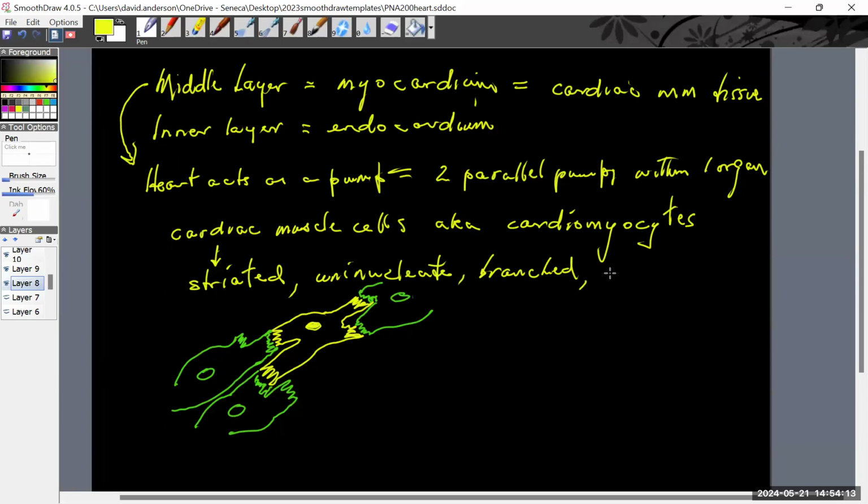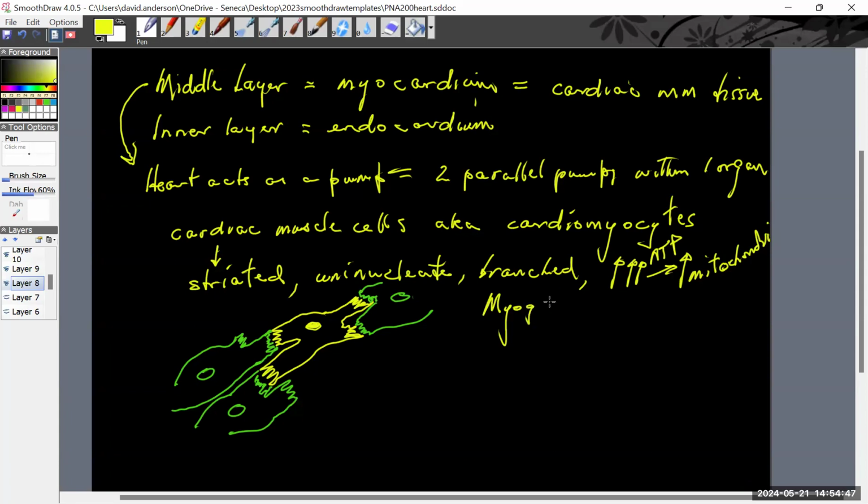So these cells require a lot of ATP. They make a lot of ATP. So they're going to have lots of mitochondria. And this is typical of most muscular cells. They all have to be able to contract. In order to contract, they need ATP. In order to relax, we need ATP. So there needs to be a lot of ATP. And therefore, we're going to see lots of mitochondria.